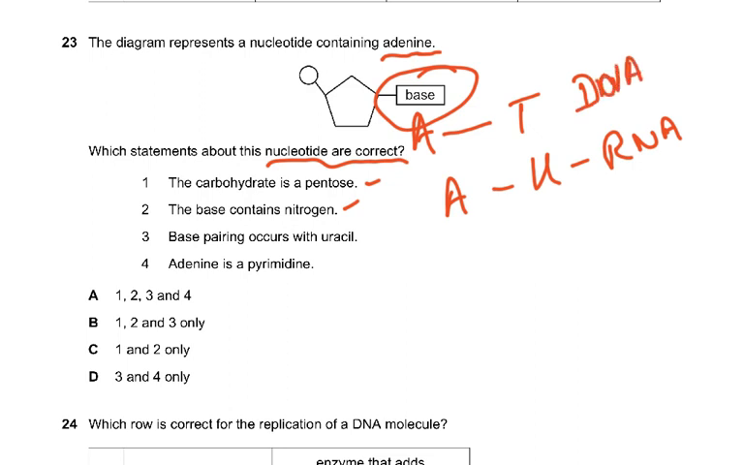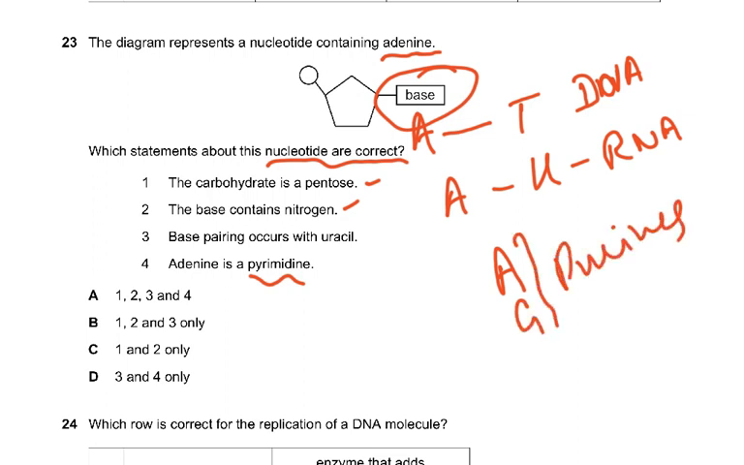So yes, the base pairing can occur with uracil. Now, adenine is a pyrimidine. No, I'm sorry. Adenine and guanine are purines. Now, this is something that we have to remember. You have to remember this by some mnemonic, that adenine and guanine are purines. So that is why this was wrong. So part 4 is wrong. And the rest of them are correct. So the answer to 23 was B.